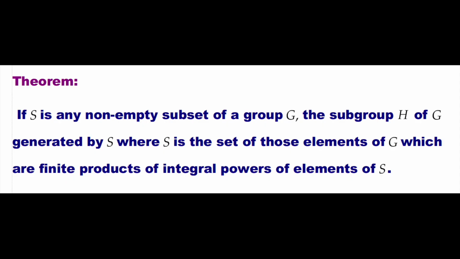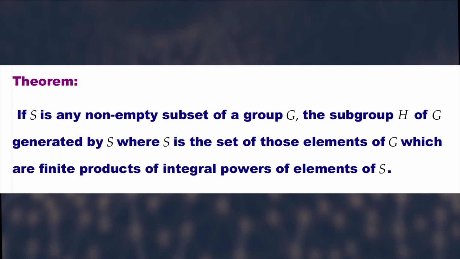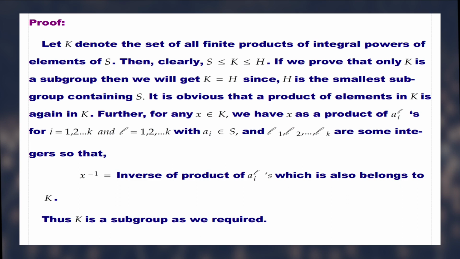Let us find out the form of the smallest subgroup containing S in the next theorem. The theorem is: if S is any non-empty subset of a group G, the subgroup H of G generated by S is the set of those elements of G which are finite products of integral powers of elements of S. Let us prove this. Let K denote the set of all finite products of integral powers of elements of S. Then clearly S is a subset of K, which is a subset of H.